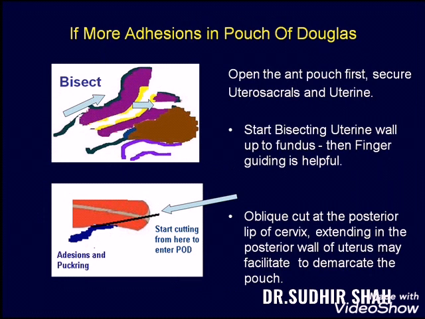Now, if there are more adhesions in the posterior pouch of Douglas, open the anterior pouch first. Secure uterosacrals and uterines. Start bisecting the uterine wall up to the fundus. Then finger guiding is helpful. Next is an oblique cut at the posterior lip of the cervix, extending in the posterior wall of the uterus, which may facilitate demarcating the pouch.